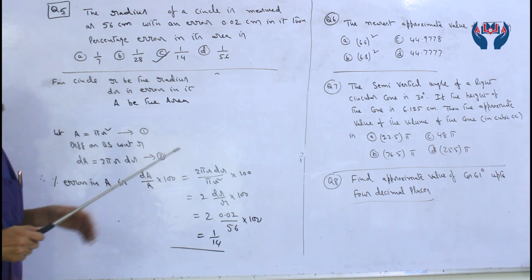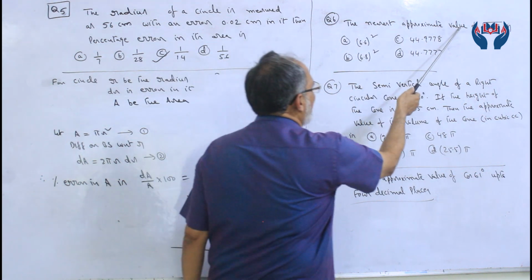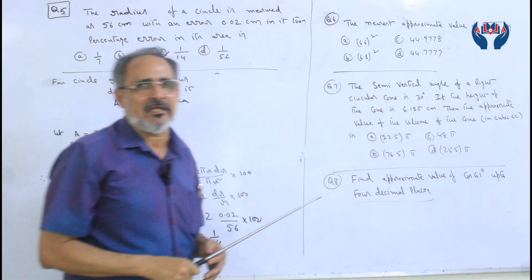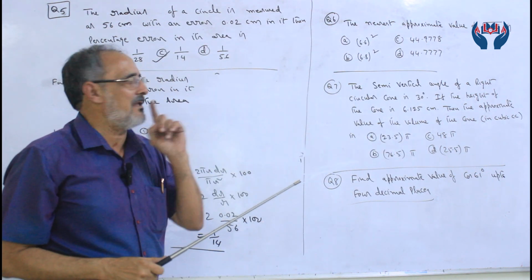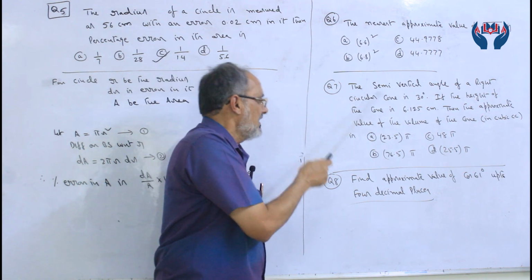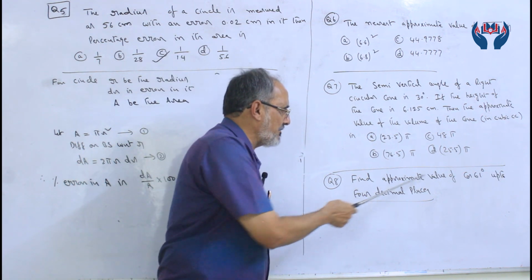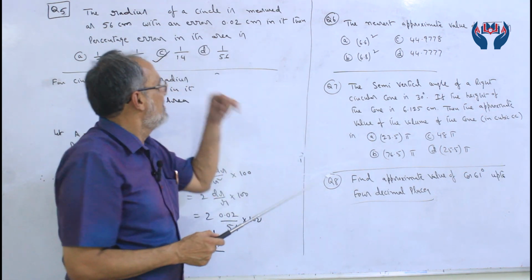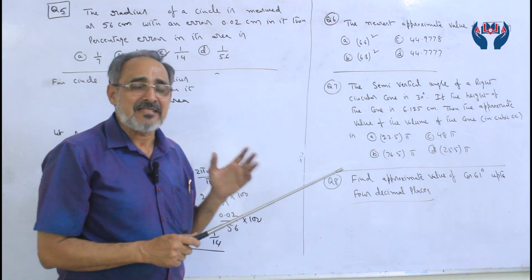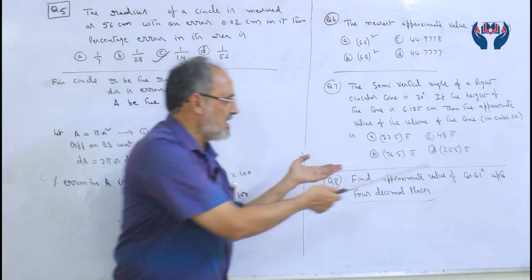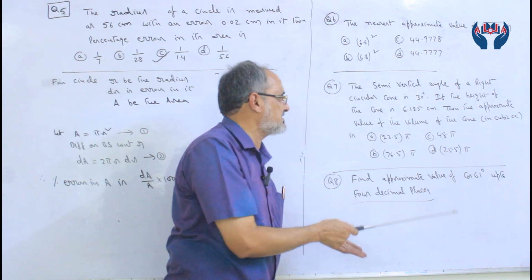On the same base, find the nearest approximate value of 2023. It is the square root, model number 1. Next, the 8th question also: find the approximate value of cos 61. The model number 3, sin 62, I am explaining. And the same way you can approach cos 61.